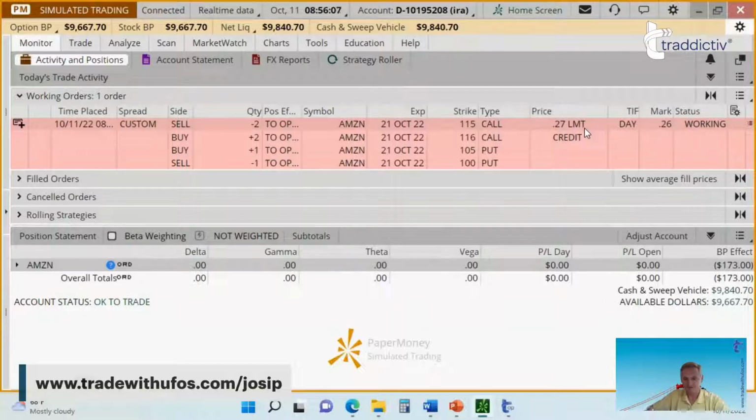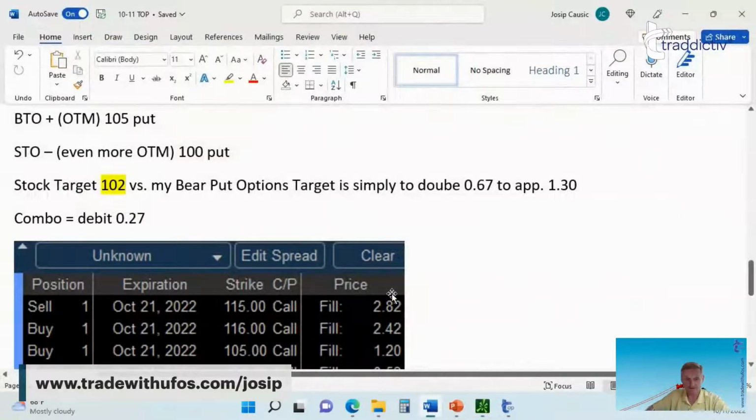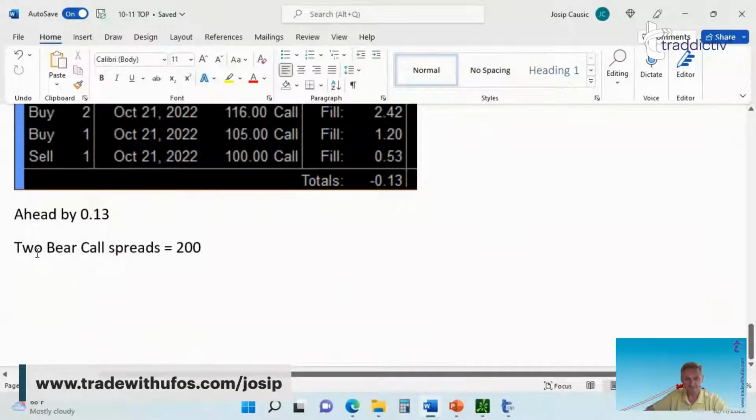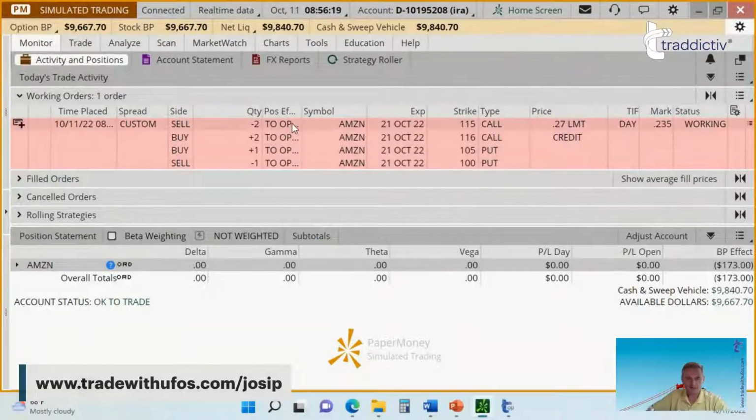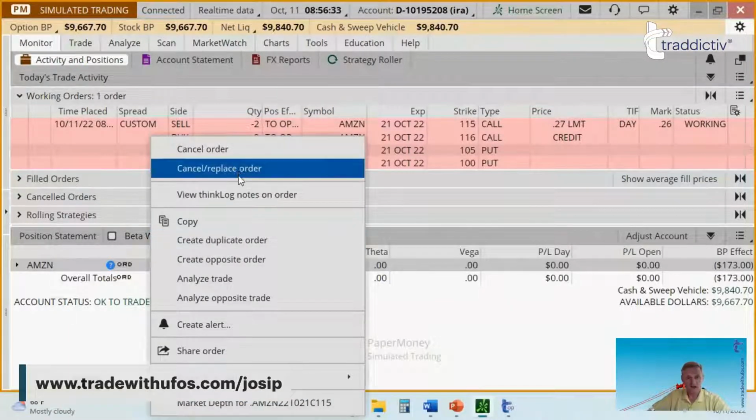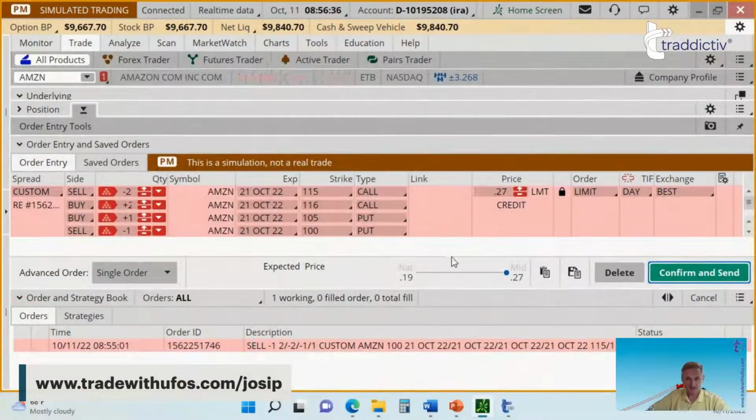If this thing works out, 27 cents. But in reality, the mathematical calculation is 13. Because what am I trying to do here? I'm trying to sell two bear call spreads to finance the 105. So this is so unrealistic compared to what the real calculation is. So when I go over here and replace it, you see where the real price should be? It's closer to 19.